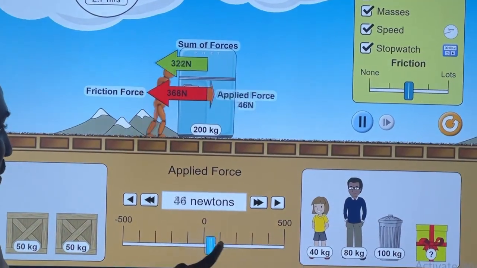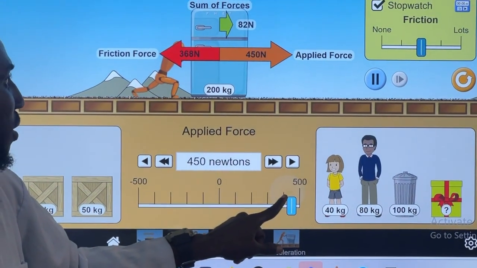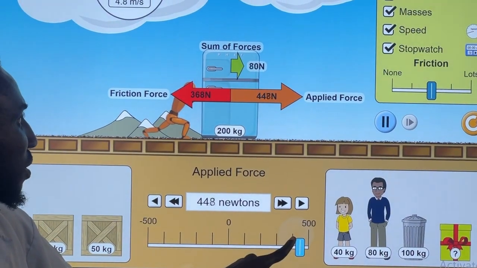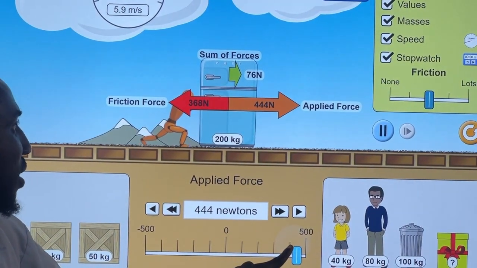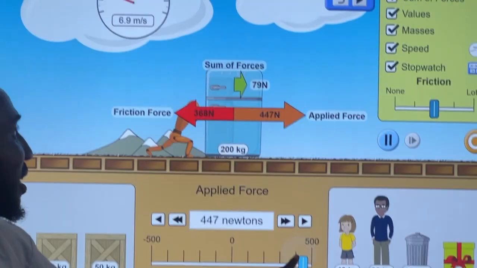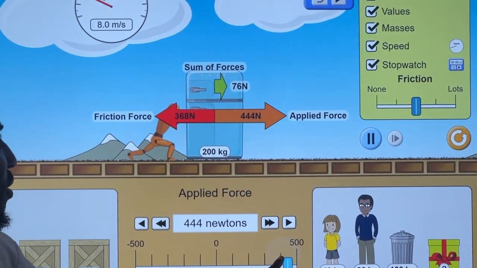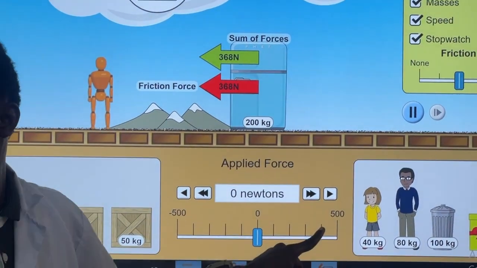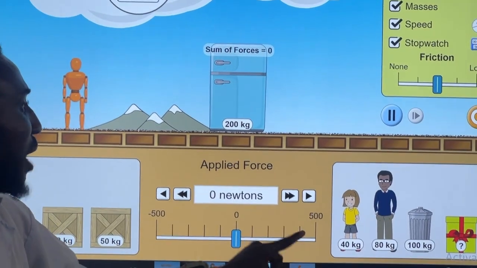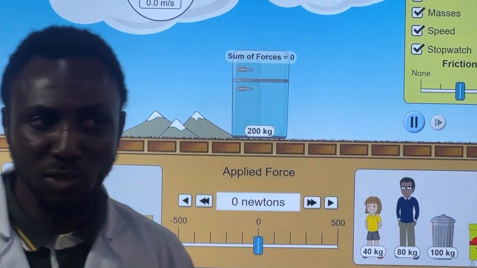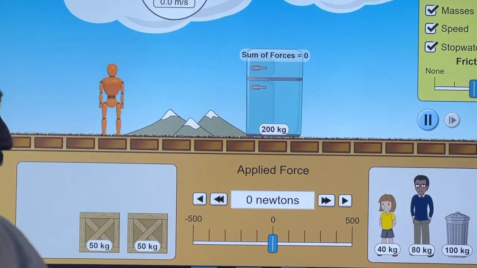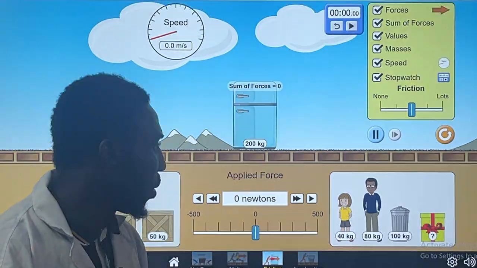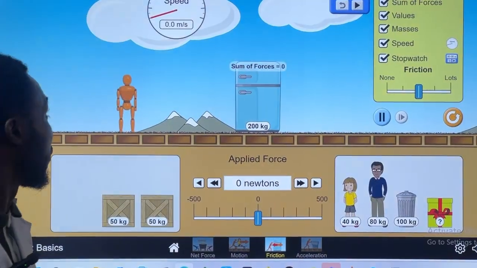Because I want us to look at, you can see 77, 76, like that. Look at the speed. The speed is increasing. Why? Because I'm increasing the net force. So the more I apply more force, what happens? The net force keeps increasing. And it is this net force that causes the object to accelerate. So the value for the net force is the mass of the object multiplied by the acceleration of the object. So I'm going to demonstrate another thing for us today.